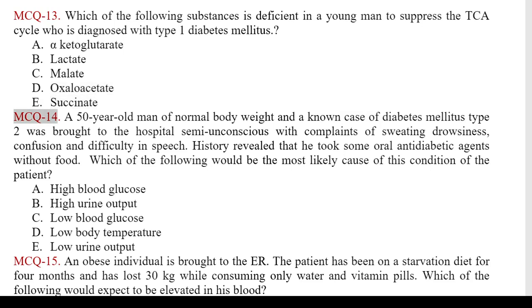MCQ 14. A 50-year-old man of normal body weight and a known case of diabetes mellitus type 2 was brought to the hospital semi-unconscious with complaints of sweating, drowsiness, confusion, and difficulty in speech. History revealed that he took some oral anti-diabetic agents without food. Which of the following would be the most likely cause of this condition of the patient? High blood glucose, high urine output, low blood glucose, low body temperature, low urine output.